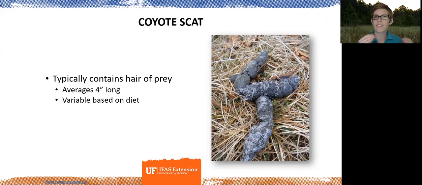Often tapered at the ends, not always, but probably the most likely thing to confuse it with would be bobcat scat. And bobcat scat will look almost segmented compared to the coyote scat, which tends to just be more tubular. So fun to talk about poop, right?